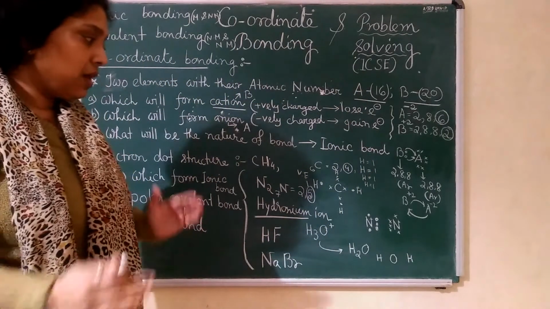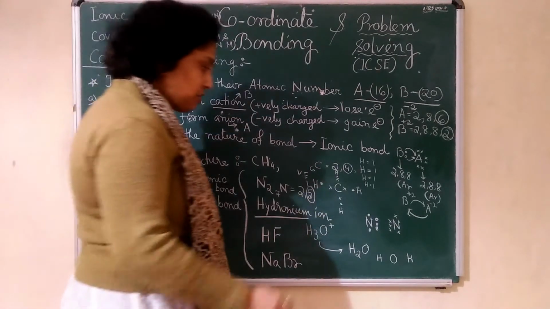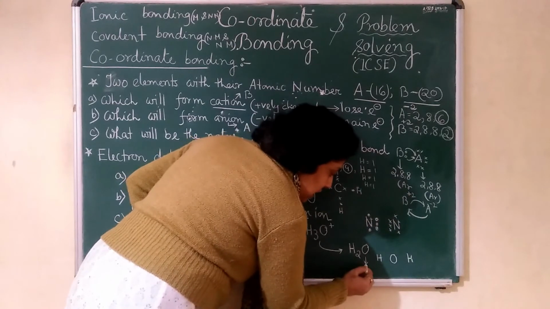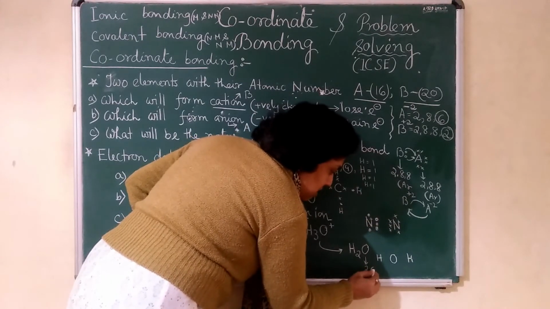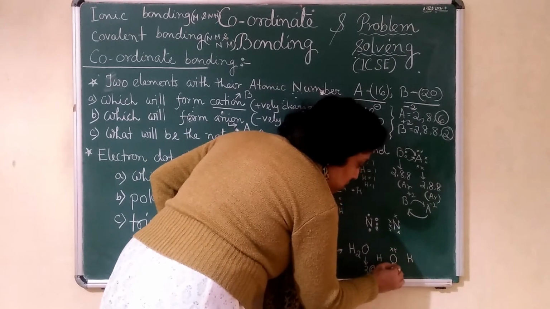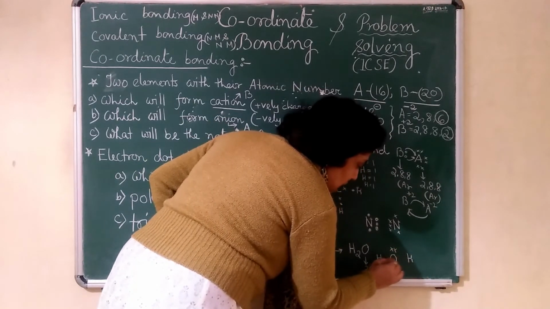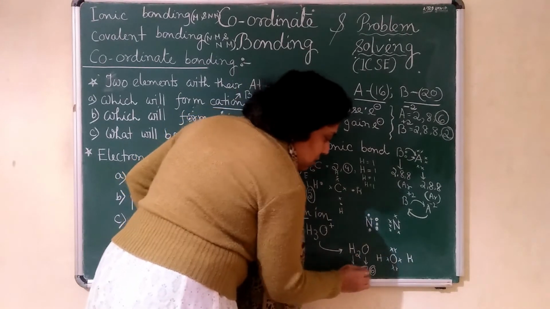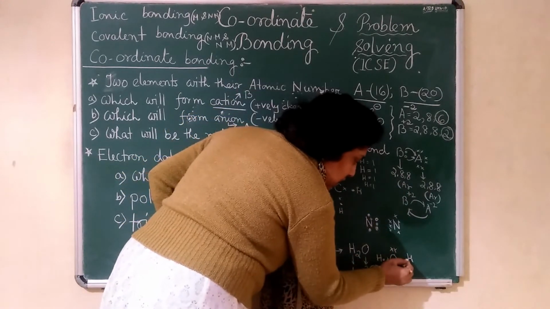Okay, oxygen के दोनों side में hydrogen. Now what is the oxygen electronic configuration? 2,6. So 6 is the valence electron. Draw 6 electron. 1, 2, 3, 4, 5, 6. And hydrogen 1. So 1 electron, 1 electron.